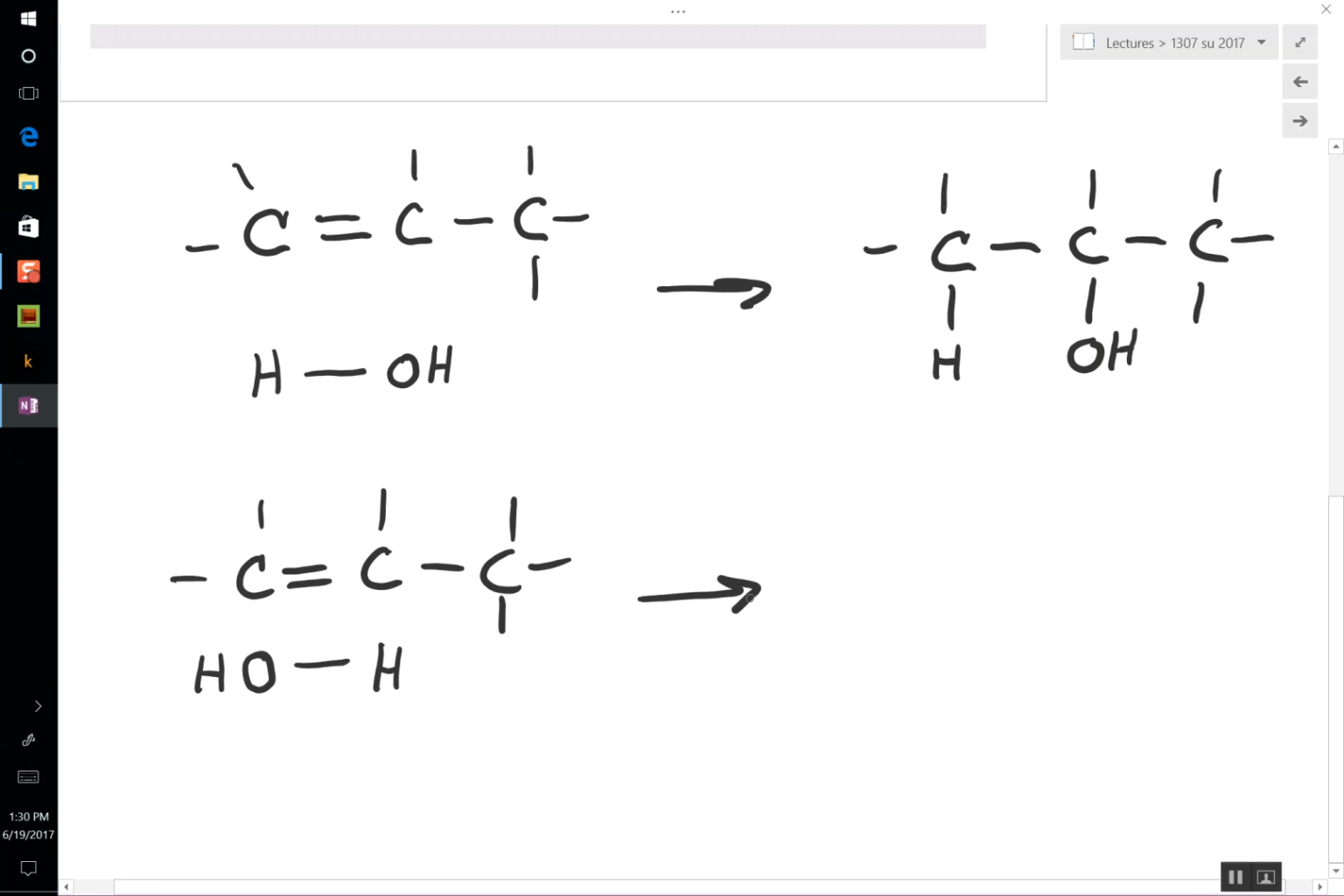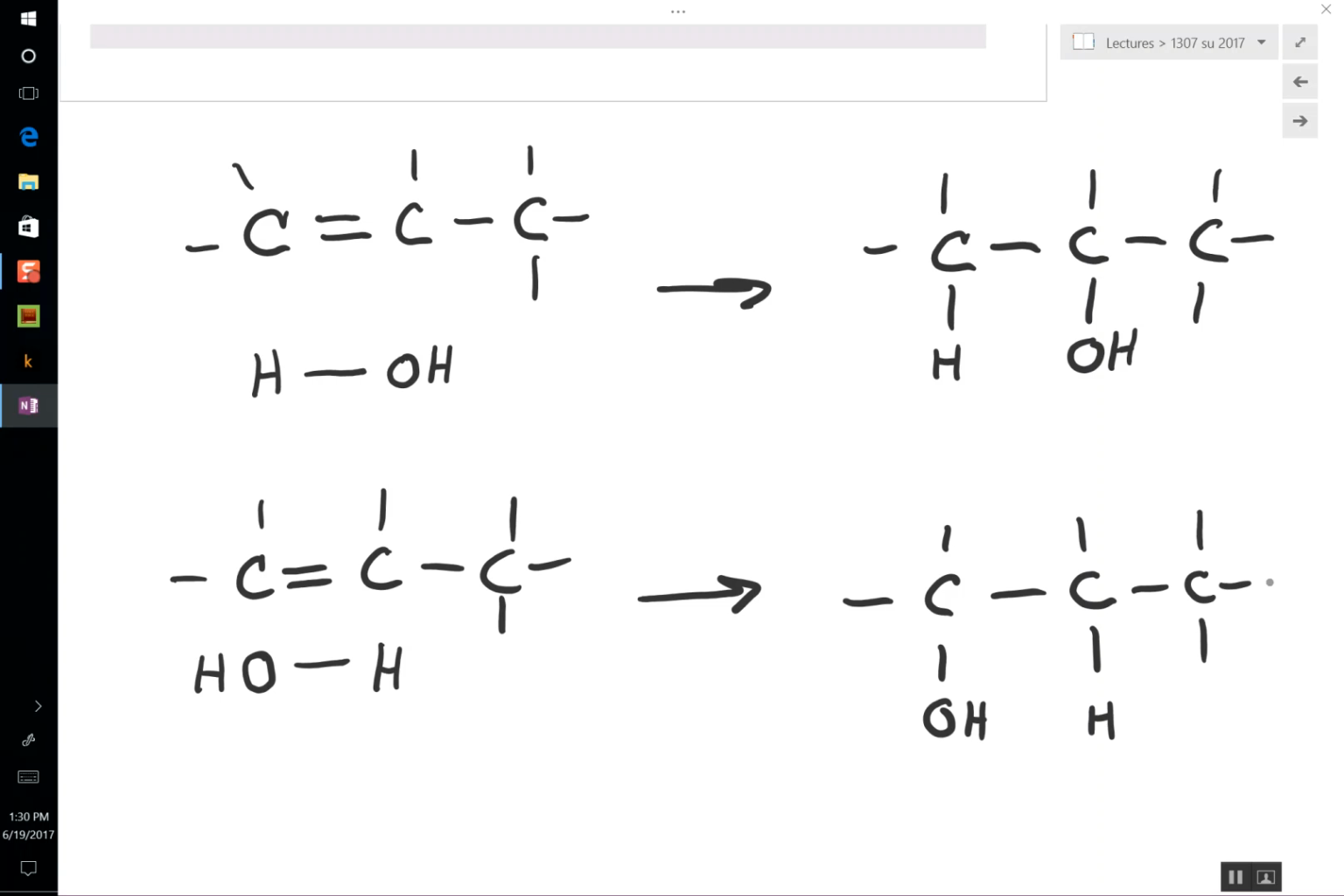Or the water molecule could approach the propene this way, and the OH add to the end carbon, and the hydrogen add to the middle carbon. And I think you can see pretty clearly here that we would get a different product. I'm using propene because it wouldn't matter with ethene. It's going to go on the one carbon or on the other side. It's the same product each time. But with propene, it does matter.